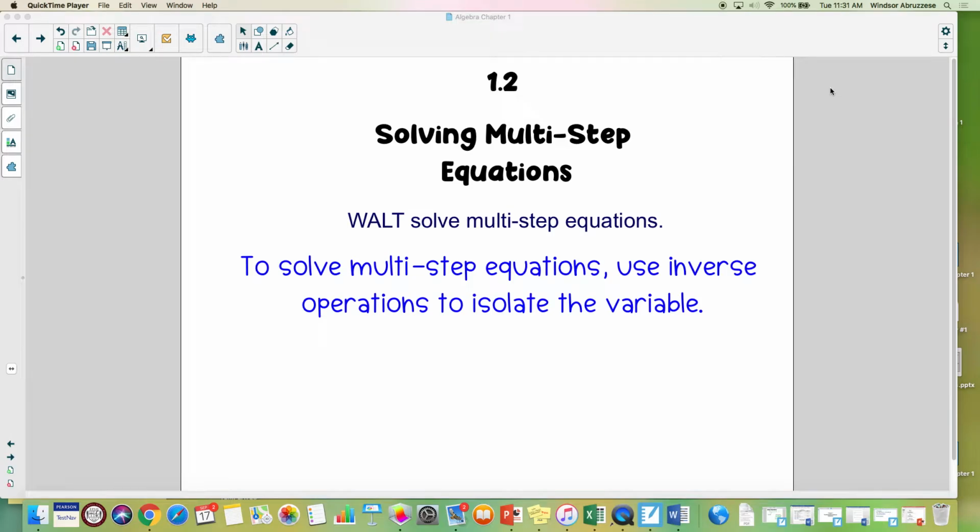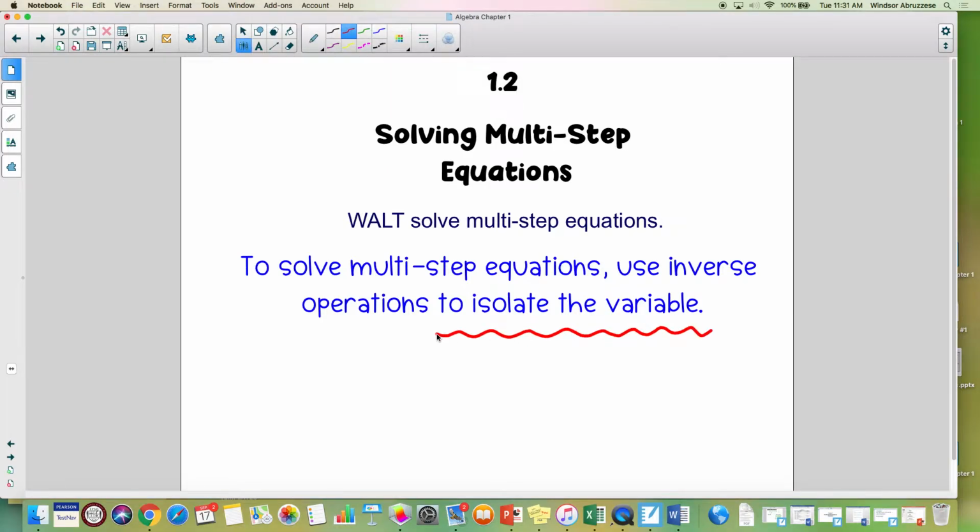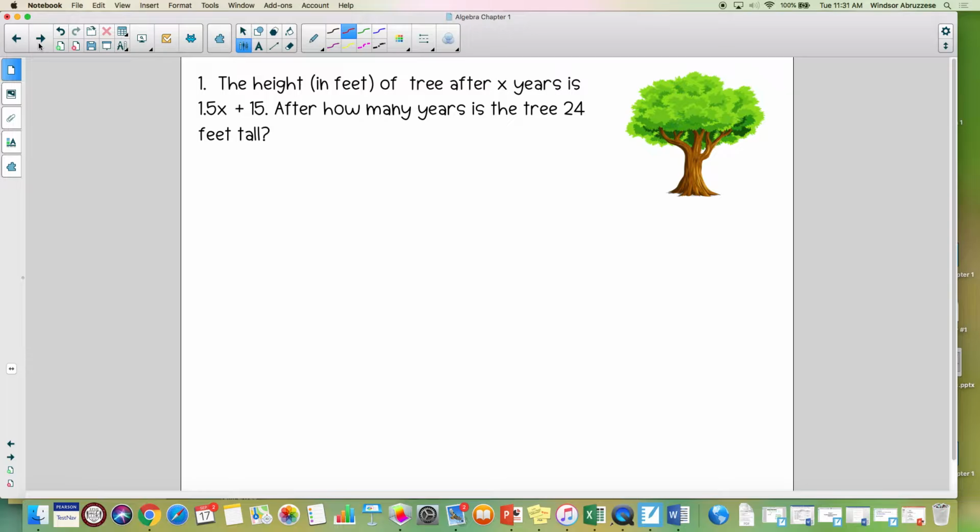Section 1.2 is solving multi-step equations. So we are learning to solve multi-step equations. And the number one thing to remember is that to solve any multi-step equation, you're always going to use inverse operations to isolate the variable. Okay, this is the most important part. So let's look at example number 1.